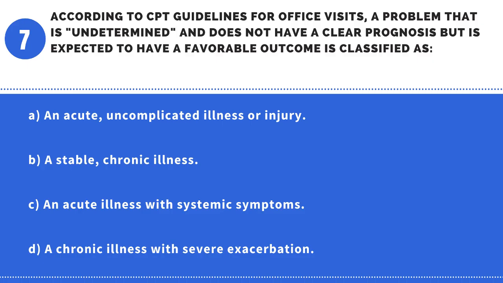Question 7. According to CPT guidelines for office visits, a problem that is undetermined and does not have a clear prognosis but is expected to have a favorable outcome is classified as A. An acute, uncomplicated illness or injury. B. A stable, chronic illness. C. An acute illness with systemic symptoms. D. A chronic illness with severe exacerbation.